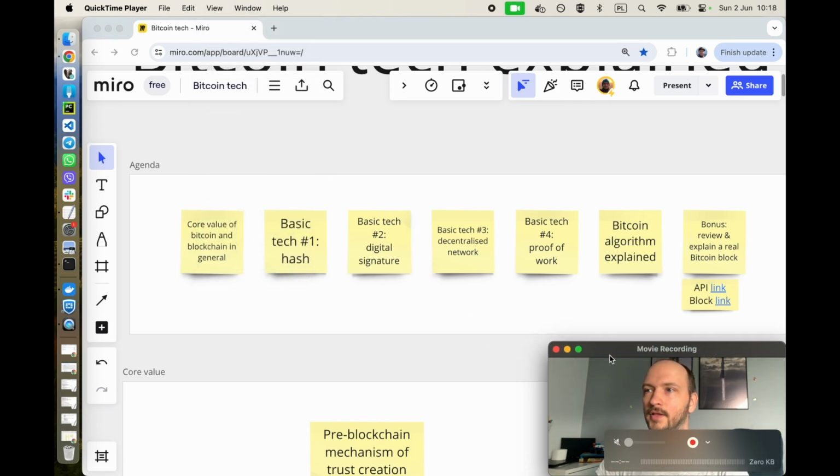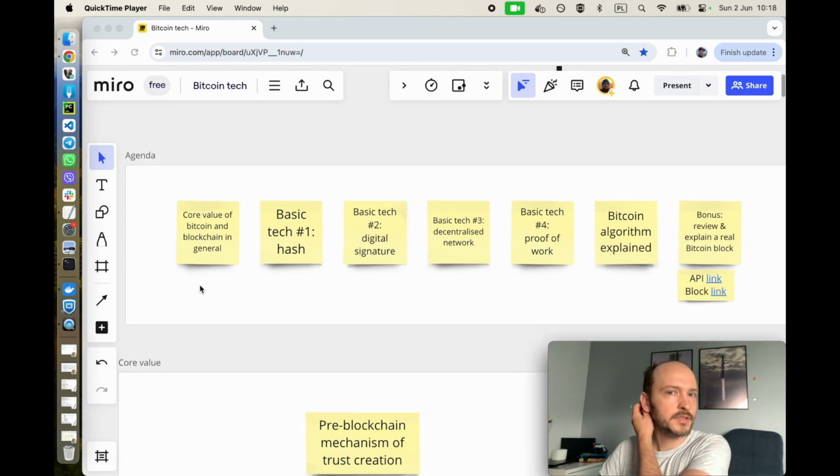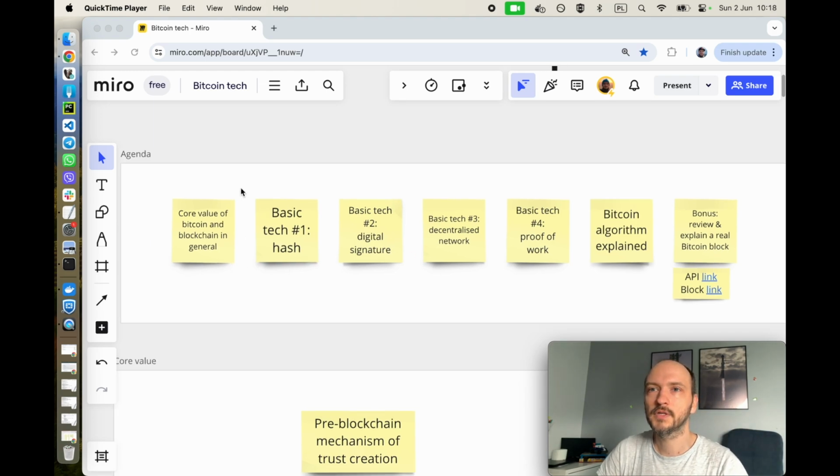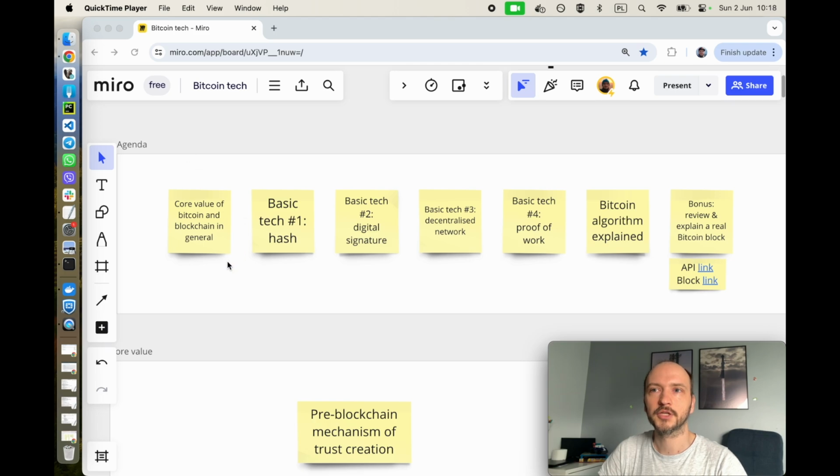And let's start. So we will be on Miro. I have prepared some frames here, and I will move across frames, showing you one piece after another. First thing is that I will show you the agenda, and it will be the following. At first, we will speak about the core value of Bitcoin. How is it different from other preceding technologies that were used for the same things?